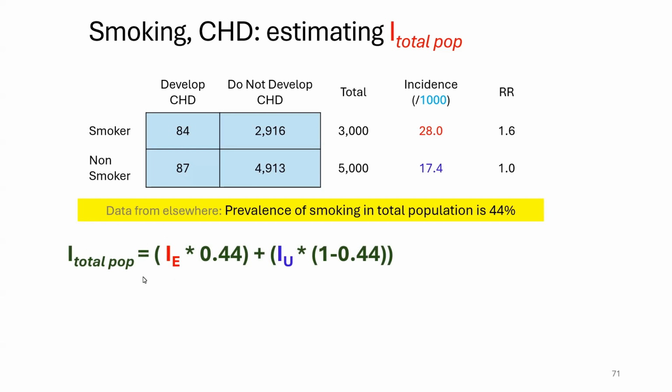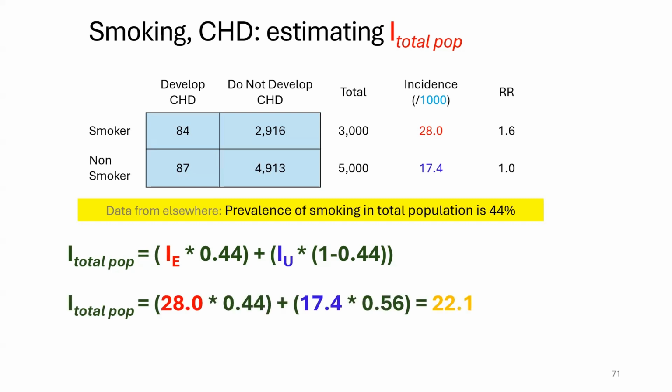So using this data, we can apply our formula to calculate the incidence in the total population by taking our incidence in the exposed multiplied by the prevalence of the exposure in the total population, and adding that to incidence in the unexposed and multiplying that by 1 minus the prevalence of the exposure. So this is giving us the prevalence of the non-exposure, which we could calculate because you have 100% of the population, and if 44% of them smoke, we know that whatever the difference is between 1 and 44 is the prevalence of the not exposed, the non-exposure.